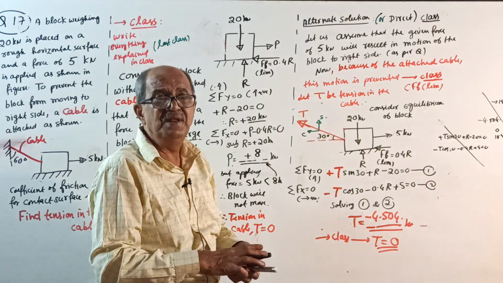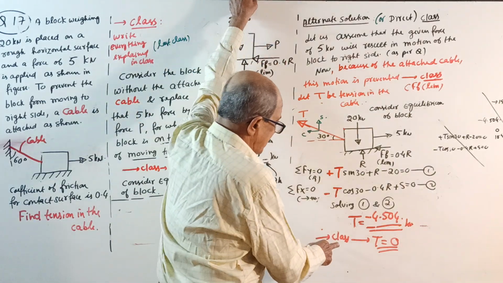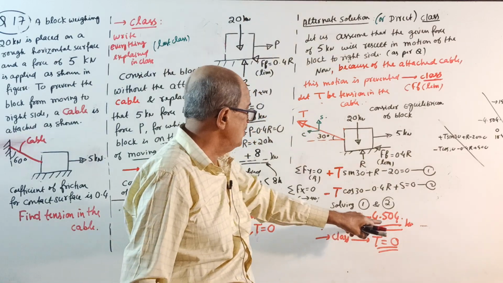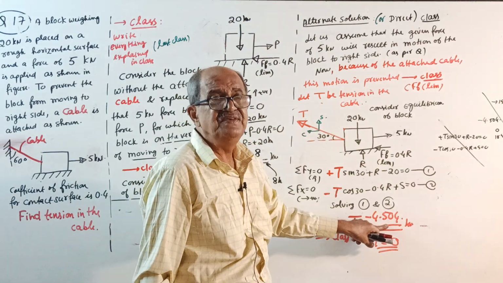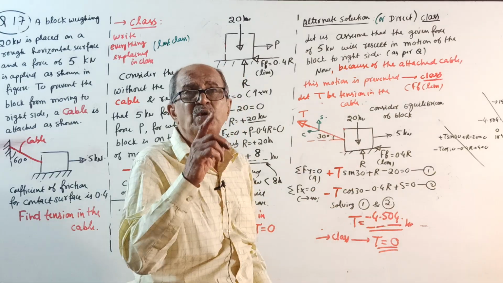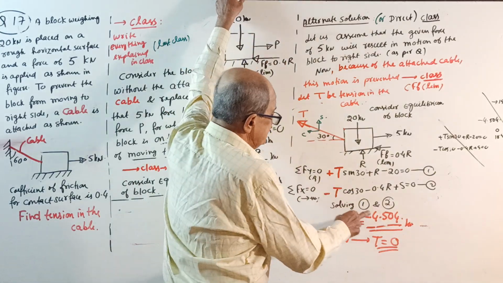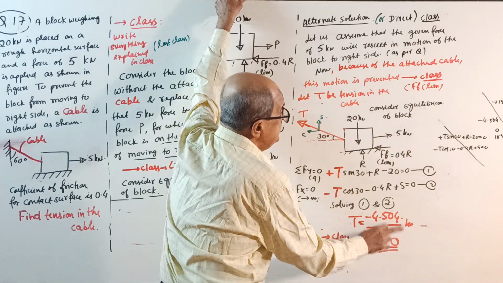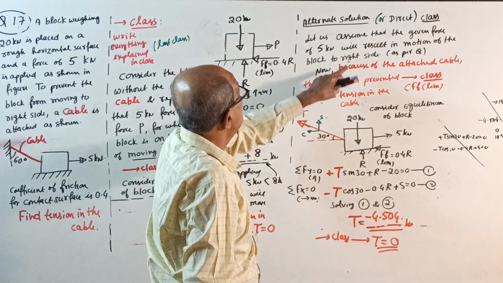First of all, the cable is not required. So class, don't write a minus sign here. The answer is not minus 4.504. Since the cable can take only tension, and a negative sign came, the block is not moving, and tension in the cable equal to 0 is your solution.